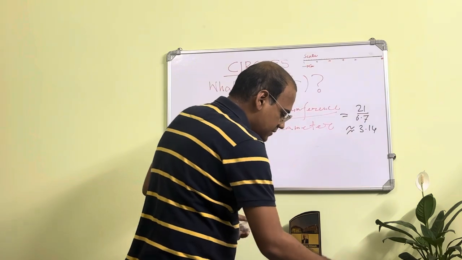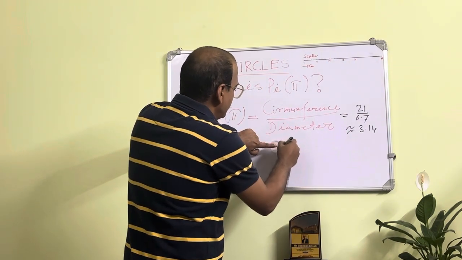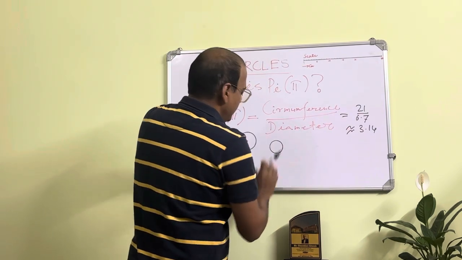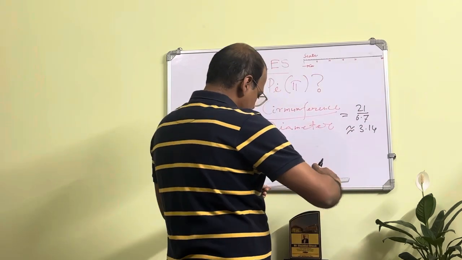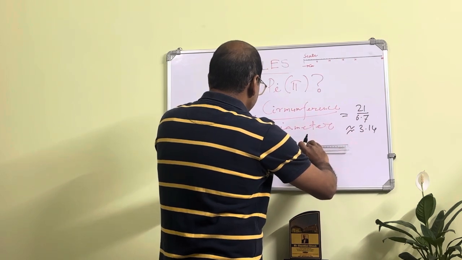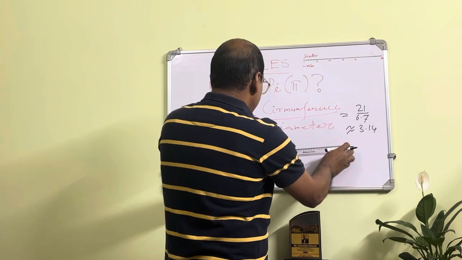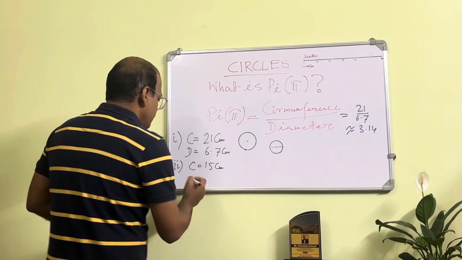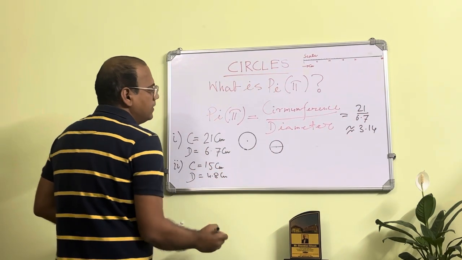Now, this length makes this circle. I'll draw this circle here. Yes, the center is somewhere here. I'll measure the diameter, which is roughly 4.8 centimeter. So d becomes 4.8 centimeter.